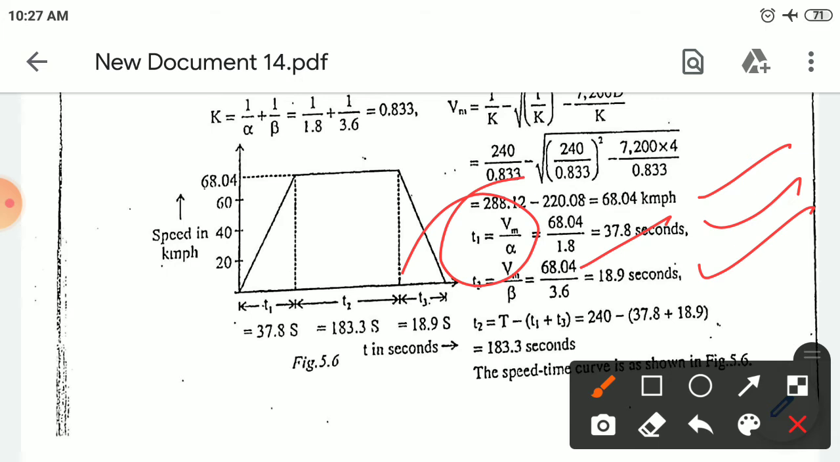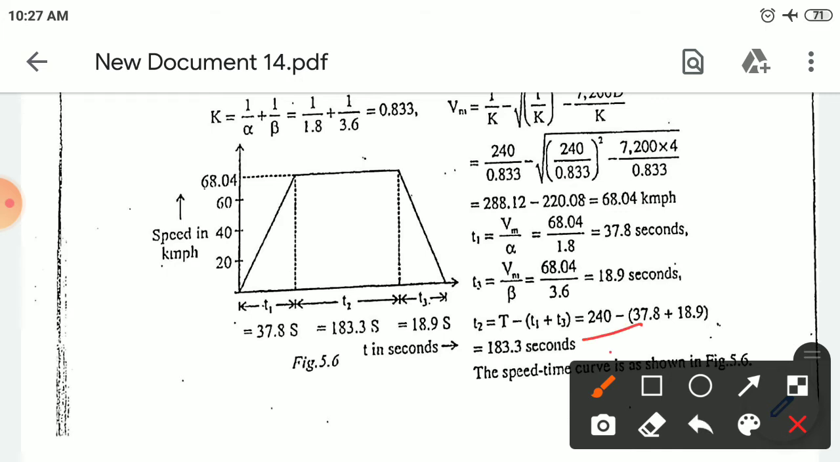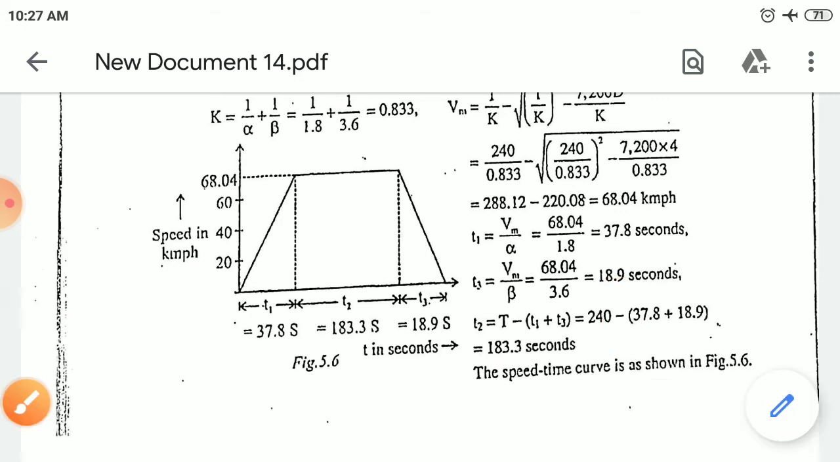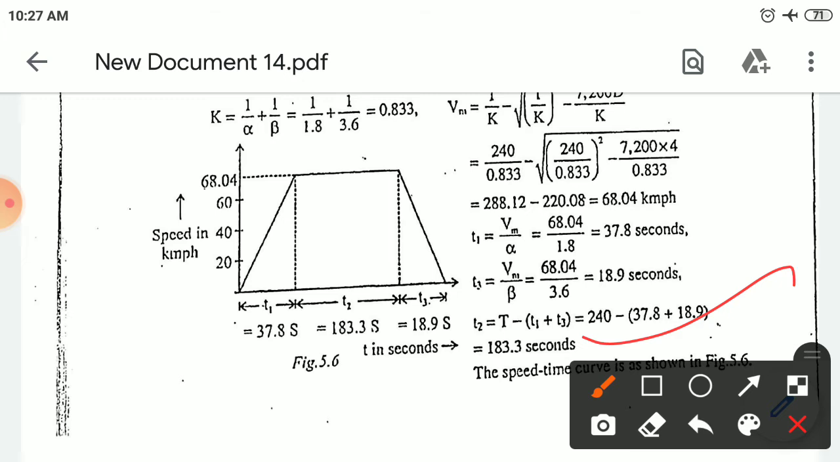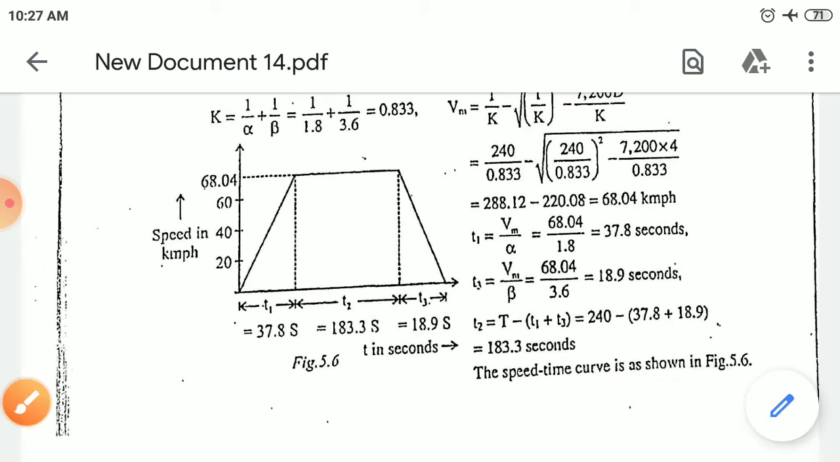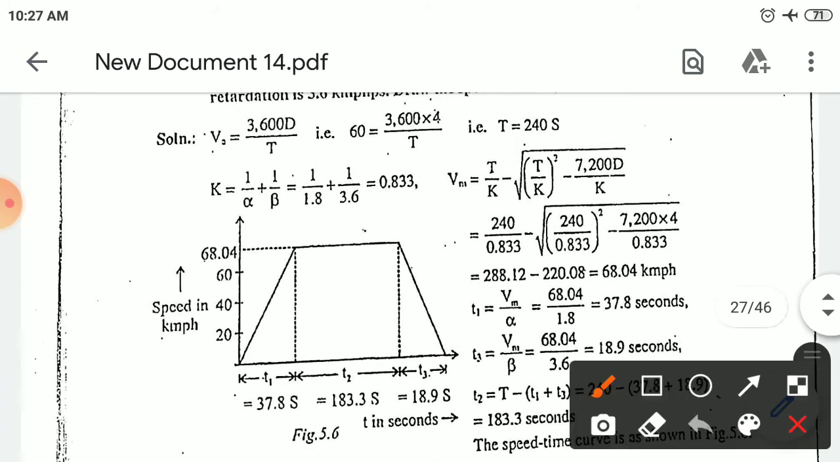This is T3. Then T2 is T minus T1 plus T3. T is the total time, which is 240. So it is T minus the sum of T1 plus T3. You will get T2 as 183 seconds. For the speed time curve, we have calculated the maximum speed Vm, T1, T2, T3.